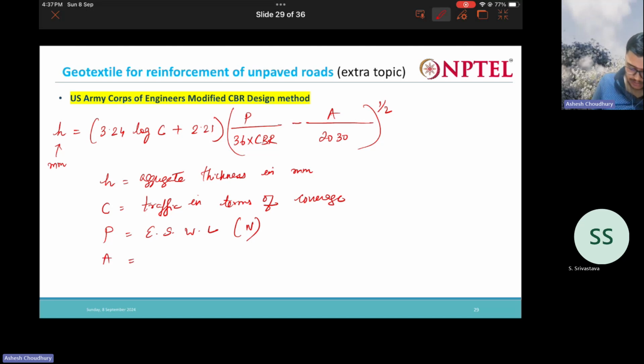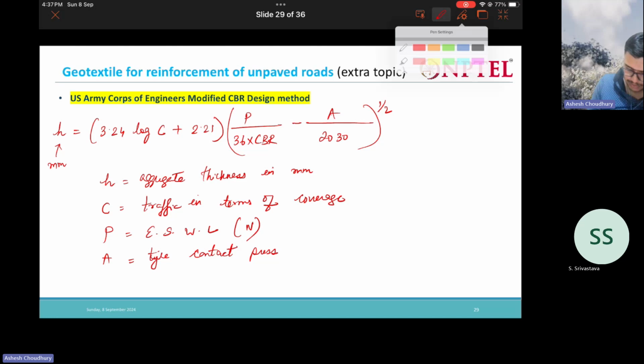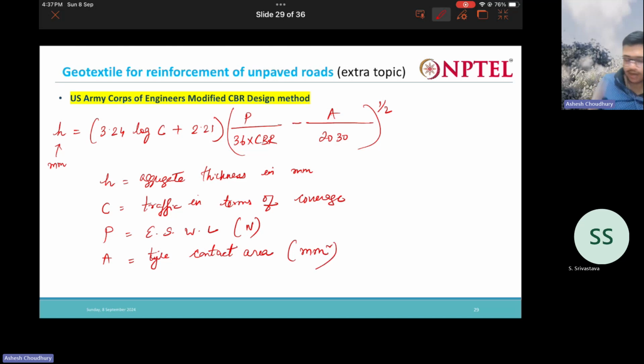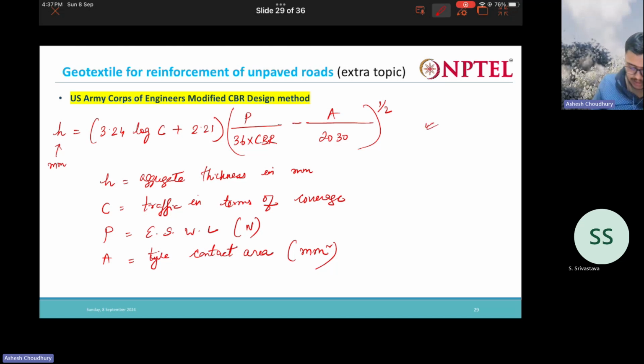A is tire contact area, not pressure. It is in mm square. Tire contact area is how much contact the tire makes with the pavement or the road during the contact. So this is the expression given by the US Army Corps of Engineers using the CBR value. And let us see.